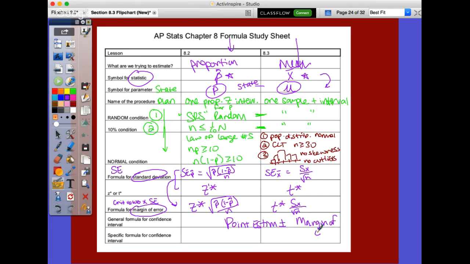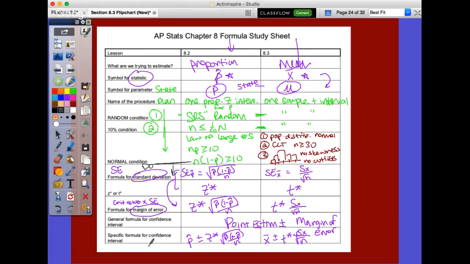Just write it out. I know it's kind of redundant, but write it out. The specific formula is p hat plus or minus z star multiplied by the square root of p hat times 1 minus p hat all over n. Make sure you write that down. And over here it's x bar plus or minus t star, s of x all over the square root of n. This is a good sheet to refer back to. Anywhere from here down would be the do phase.